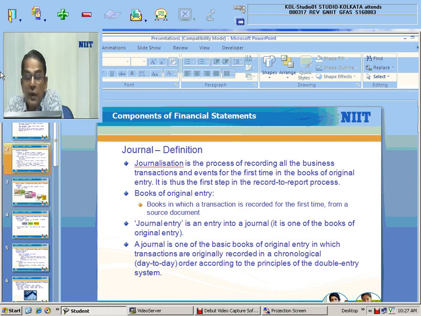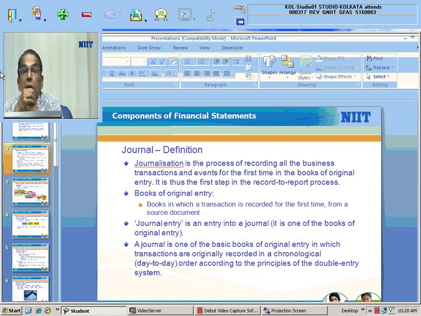So journal entry is basically an entry into a journal. It is one of the books of original entry. So journal entry is nothing but entering the transaction in a journal. A journal is basically one of the basic books of original entry in which transactions are originally recorded in a chronological day-to-day order according to the principles of double entry system. So it's a book of original entry where transactions are recorded for the first time in a chronological fashion.